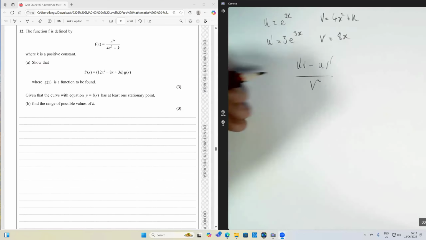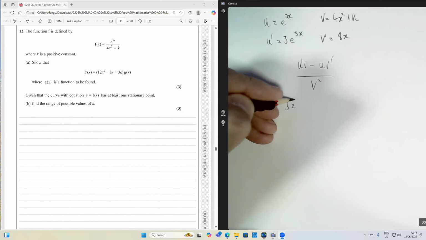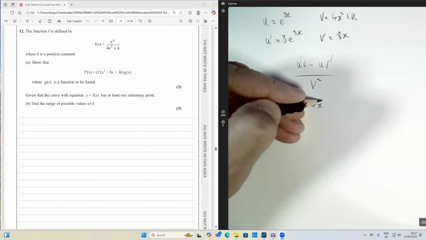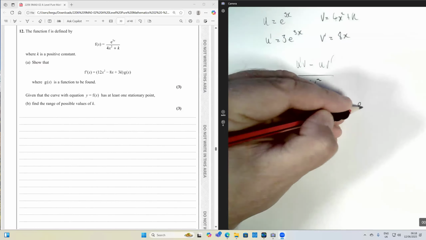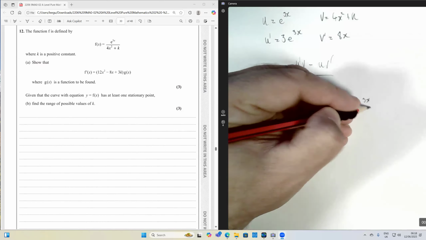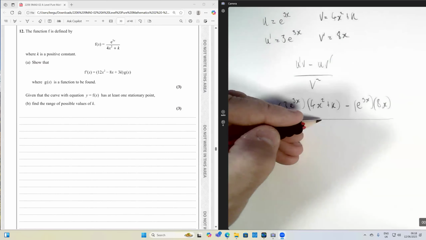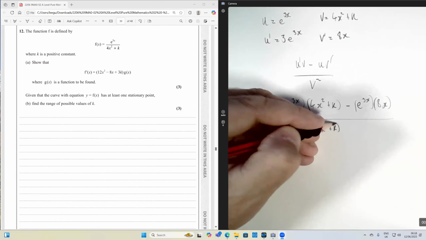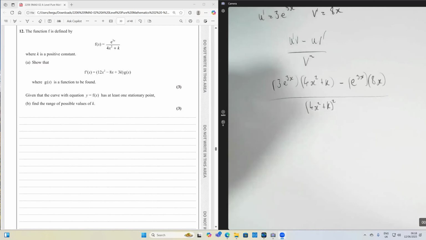So let's sub into that. My u dashed is going to be 3 e to the 3x. My v is 4x squared add k. And then we're going to take away from that e to the 3x times by 8x. So we're just subbing into that formula, all over v squared, which is 4x squared add k all squared. Okay, perfect. So now what can we do from here? So this is our f dashed of x.